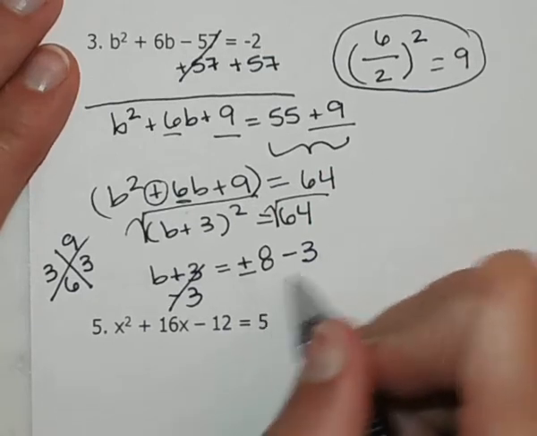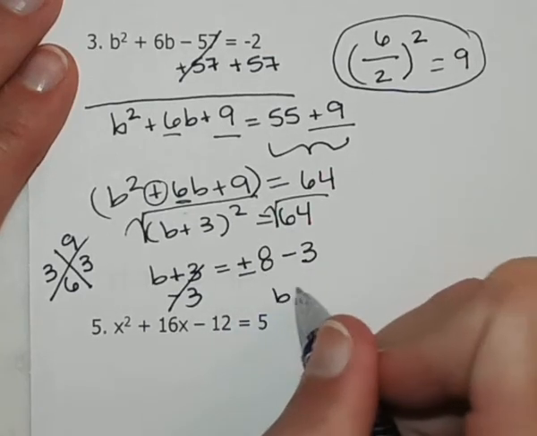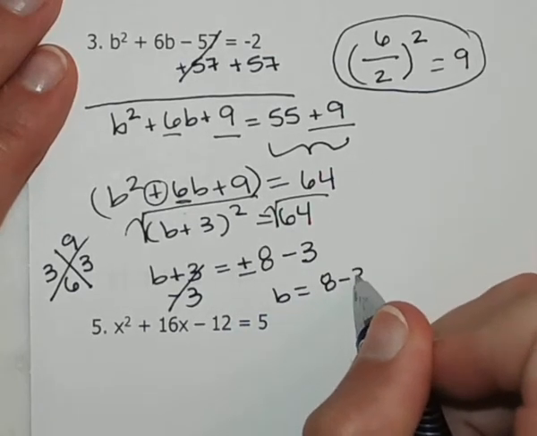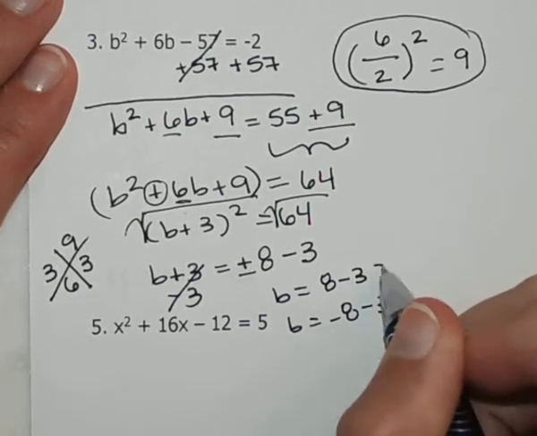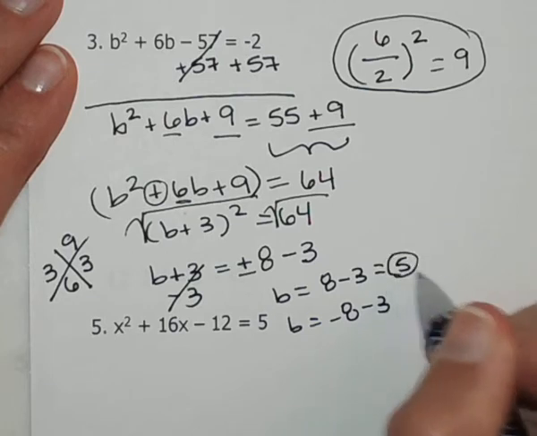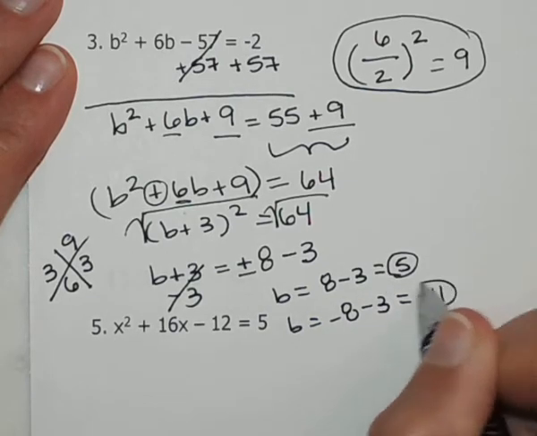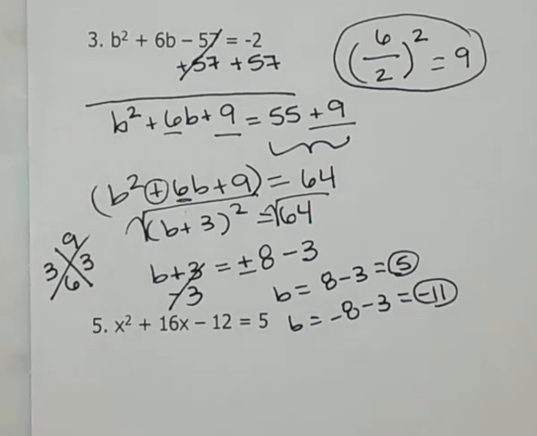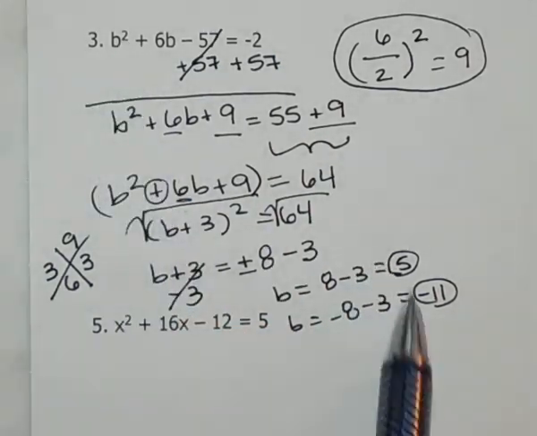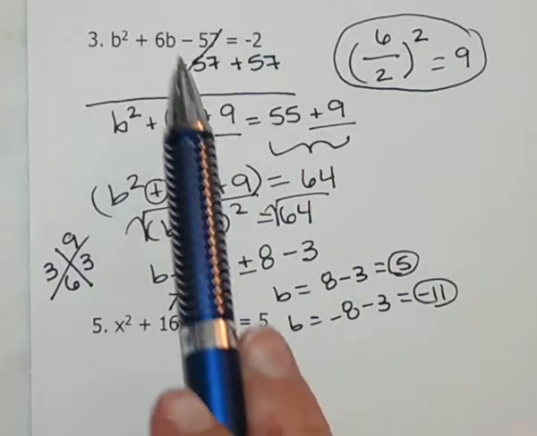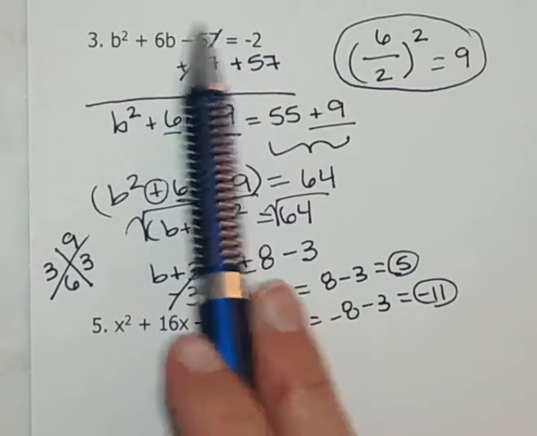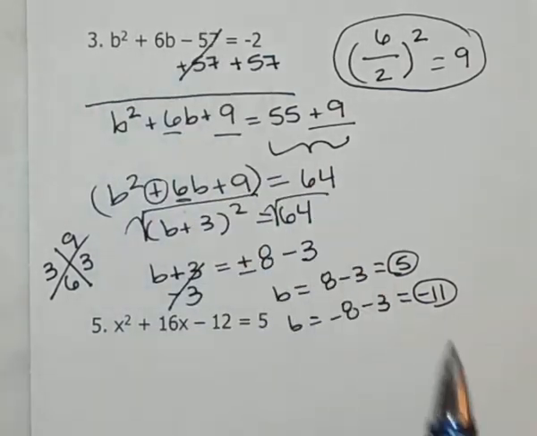And so now this is technically two equations. You have b equals positive 8 minus 3, and b equals negative 8 minus 3. 5 and negative 11 are your two solutions. Remember, with any quadratic, even when we factored and solved, you will always have two solutions for your final answer. Again, you could graph the original. You would just have to add over the 2 and put this in y equals, and your x-intercepts would be at 5 and negative 11.